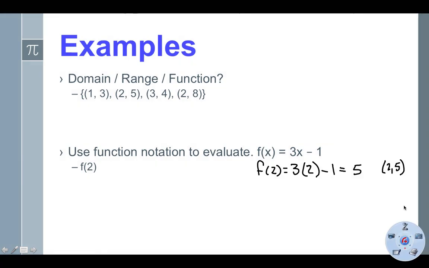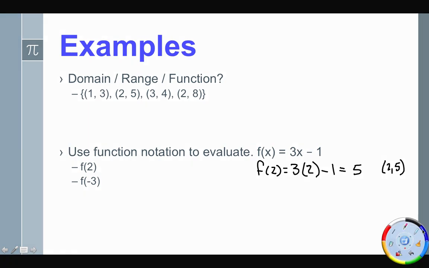Let's try another one. What about f of negative 3? F of negative 3 would be set up exactly the same way. F of negative 3 would be 3 times negative 3 minus 1. And if we did this math, 3 times negative 3 is negative 9, minus 1 is negative 10. And again, our ordered pair would be negative 3, negative 10.